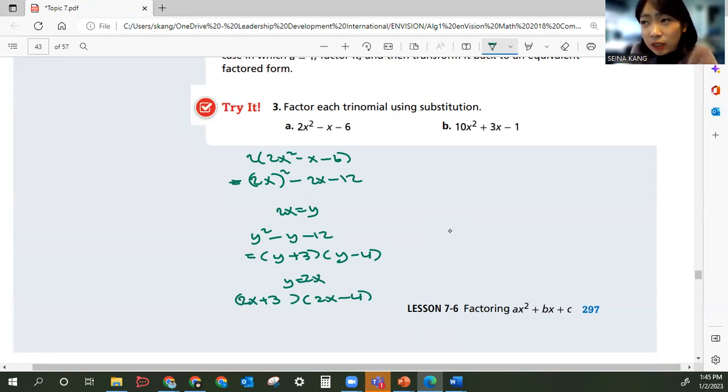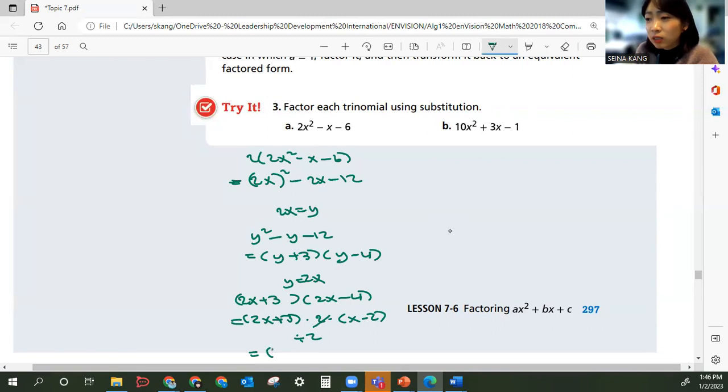Remember, we have to divide by 2 to undo what we've done in the first place, to get to our original equation. So let's factor out the greatest common factor. 2x plus 3 is good. It cannot be factored, but 2x minus 4 can be factored by 2, right? And you have x minus 2. And so now you can divide by 2, which means you just get rid of that 2.